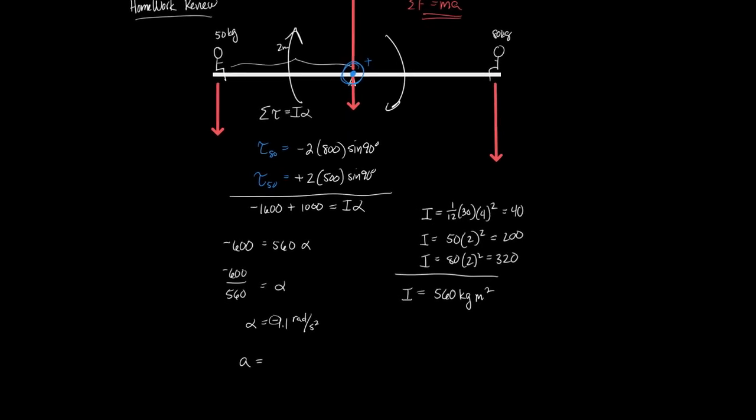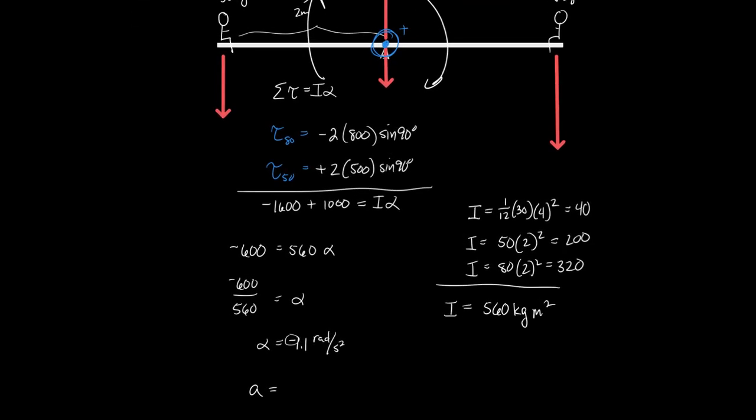So this boy will accelerate downwards at the same rate as this boy will accelerate upwards. And that's just going to be alpha times r. So r is 2, so 2.2 meters per second squared, and 2.2 meters per second squared.